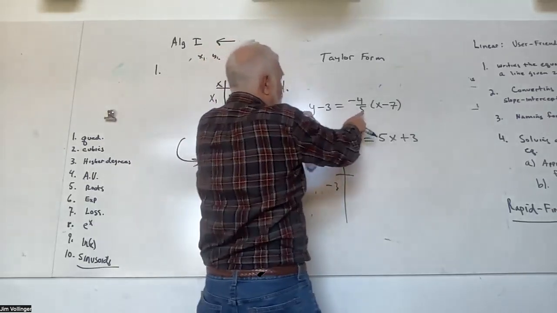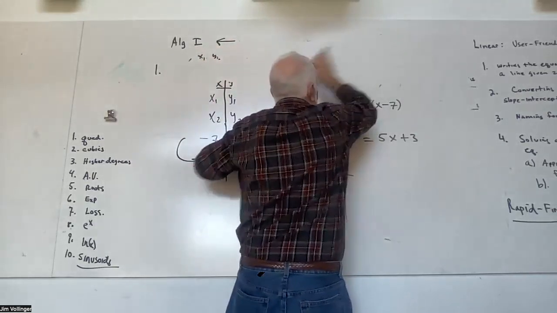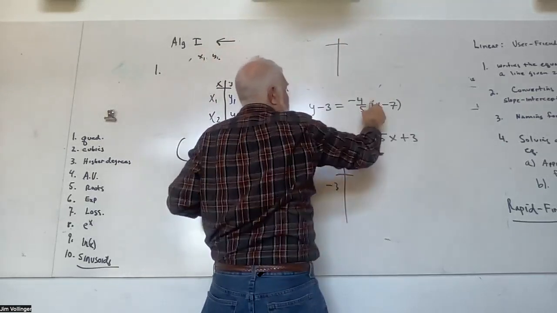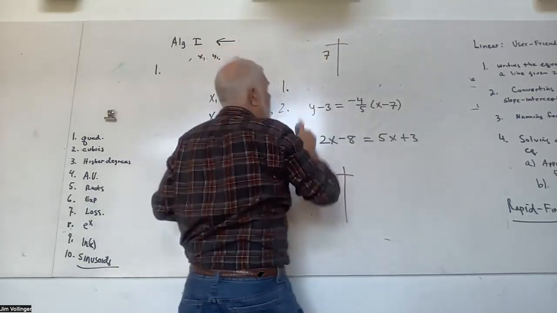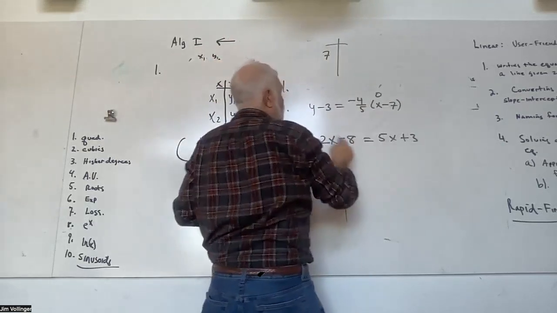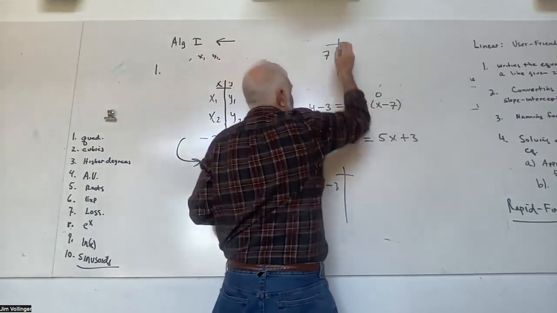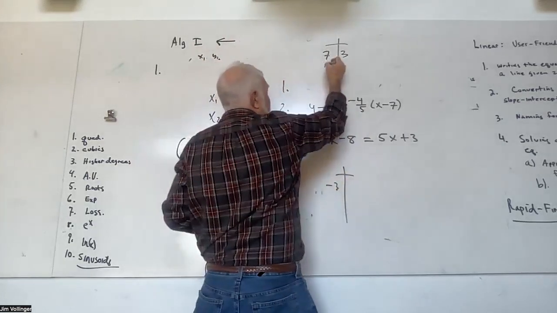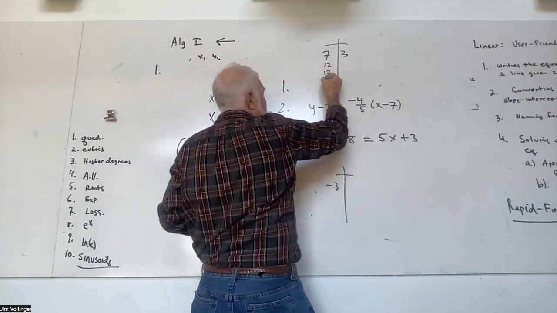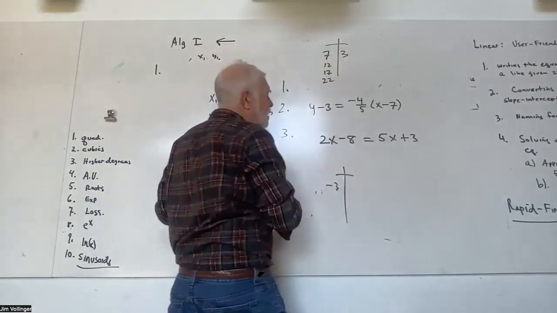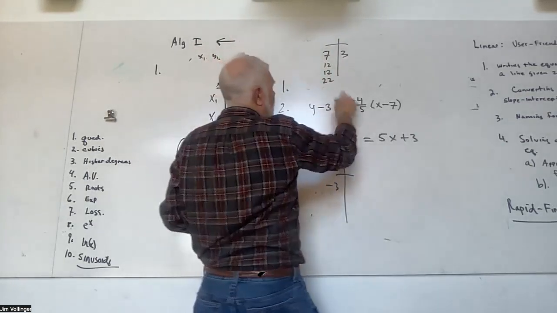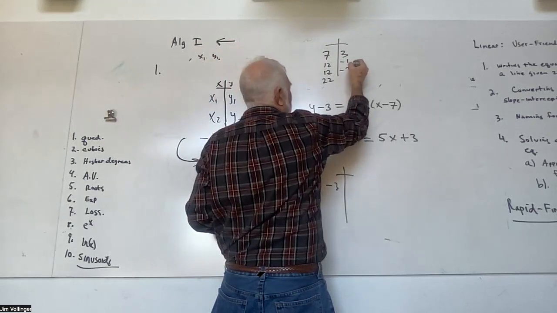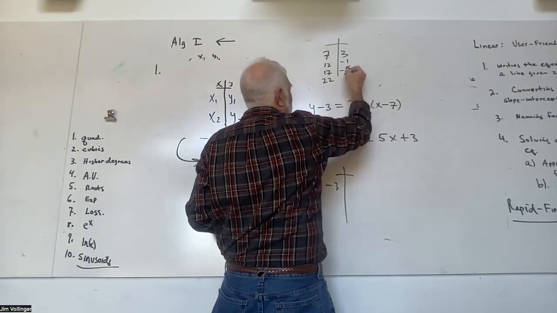I'm going to name 4 points on this line. What's the first thing I see? I see a 7, and then that makes a 0 over here. What minus 3 equals 0? 3. And my x's are changing by 5. There's 12, there's 17, there's 22. And my y values are going down by 4: -1, -5, -9.